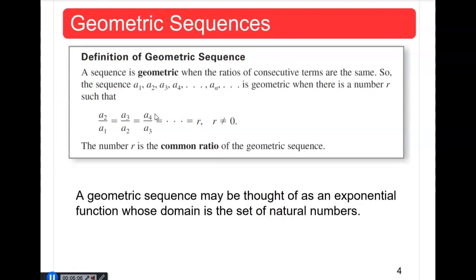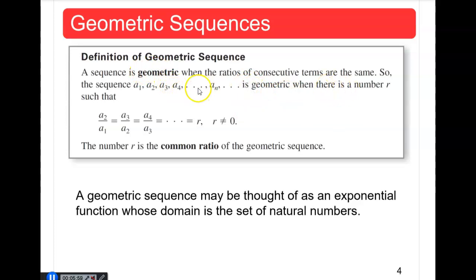So here we have the definition of a geometric sequence. A sequence is geometric when the ratios of consecutive terms are the same. Remember, consecutive, the one right after. And so the sequence a sub 1, a sub 2, a sub 3, a sub 4, and then here remember the three dots represent that we don't know how many terms are in between. Sorry about my dog barking. And then we have a sub n as the last one. But the three dots here are indicating that the sequence could keep going. So in this case, it could be an infinite sequence. But remember, we have both finite and infinite.